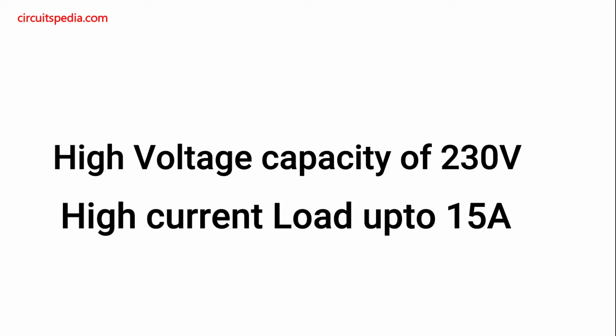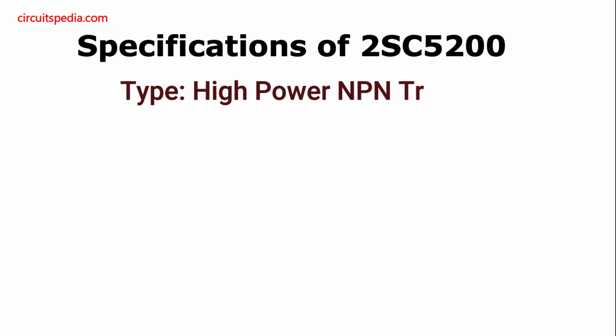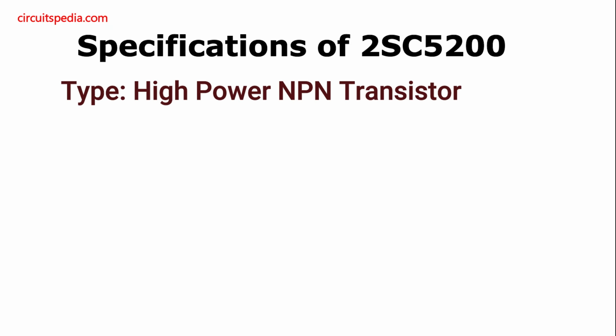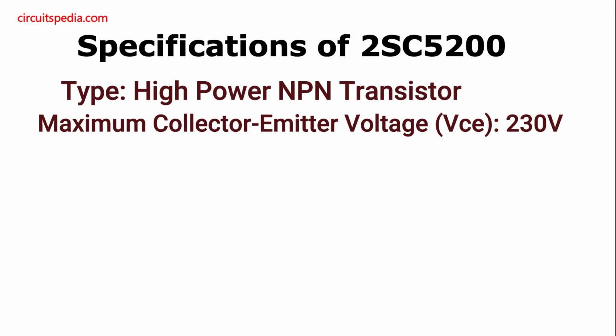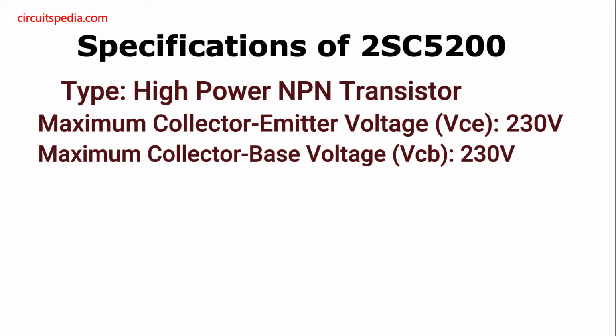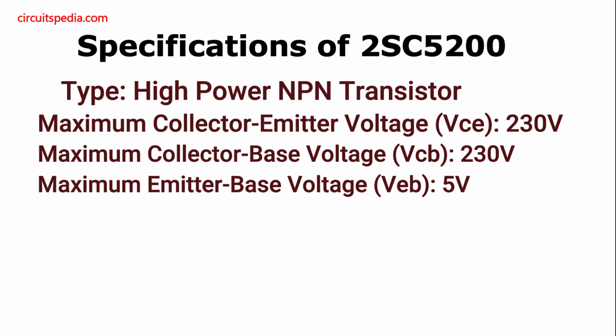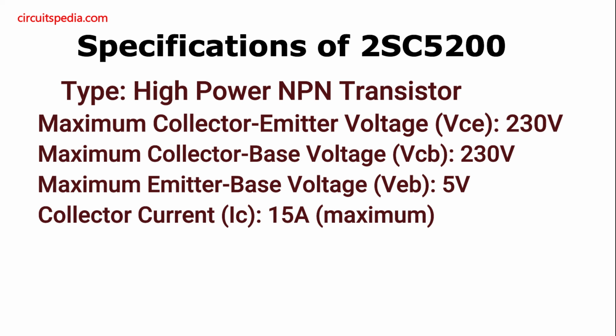2SC5200 transistor specifications. Type: high power NPN transistor. Maximum collector emitter voltage, VCE, 230 volt. Maximum collector base voltage, VCB, 230 volt. Maximum emitter base voltage, VEB, 5 volt. Collector current, IC, 15 ampere.